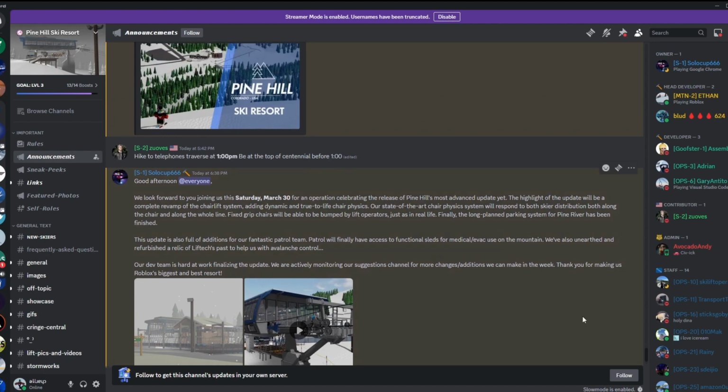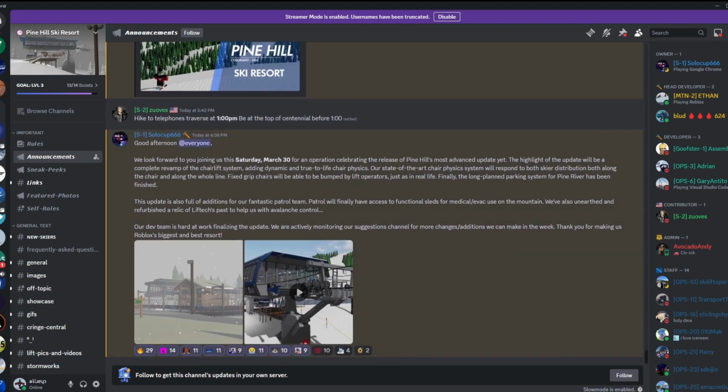So this was just announced literally, let's see, about 10 minutes ago, at least my time. And wow, it says this update's full, and there's a toboggan, wow. And they've refurbished a relic, which I'm guessing will be the avalanche meter or something like that.